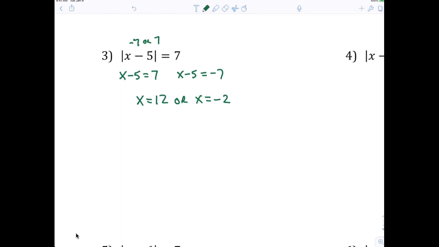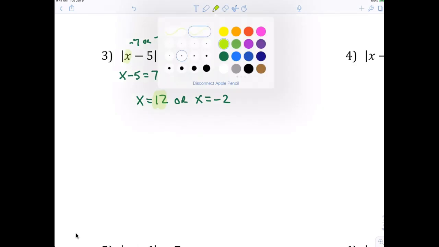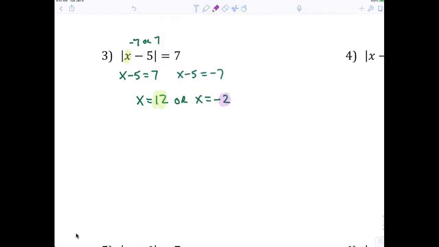So what he's doing, he's saying, if I were to take 12 and plug it in for x, what's 12 minus 5? Absolute value of 7. 7. Then if I plug in negative 2, negative 2 minus 5 is negative 7. Absolute value of negative 7 is what? So those are your 2 solutions. So we know we're correct. So we just kind of check them.